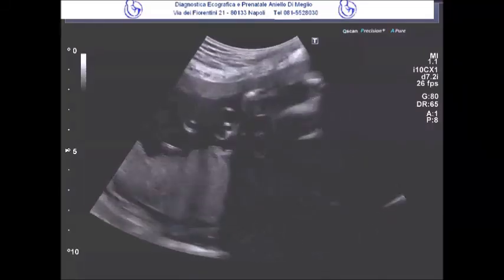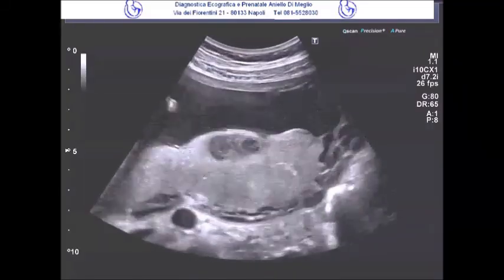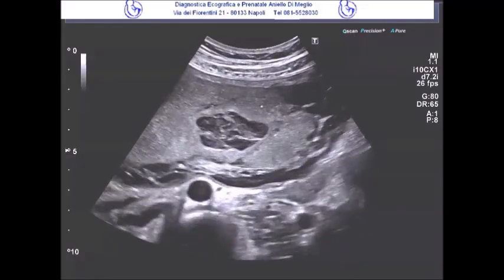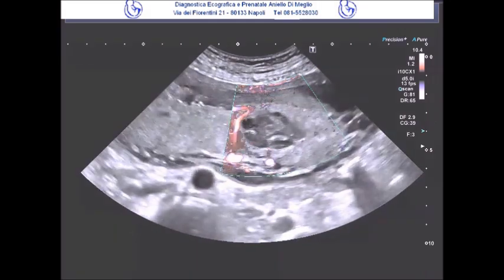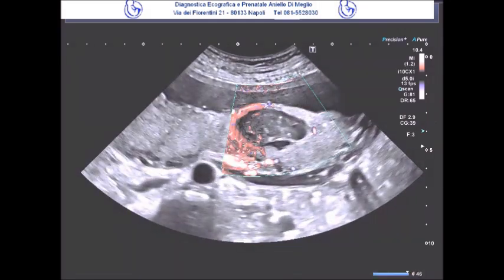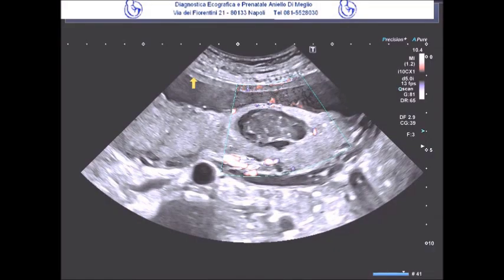Dear colleagues, today I am presenting a very particular case of suspected placental teratoma in a patient during the 26th week of gestation. As you can see from these images, there is a mass with almost irregular margins, a highly heterogeneous ecotexture with hyperechoic areas inside, developing within the placental mass and appearing poorly vascularized on Doppler, thus raising the diagnostic suspicion of a teratoma.